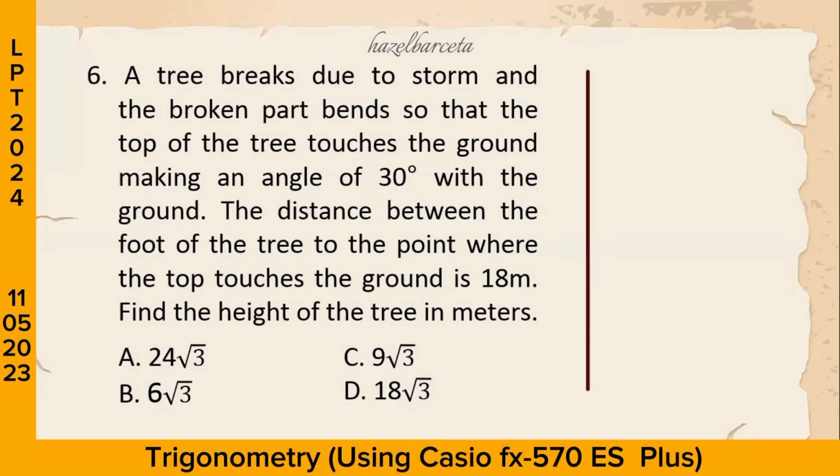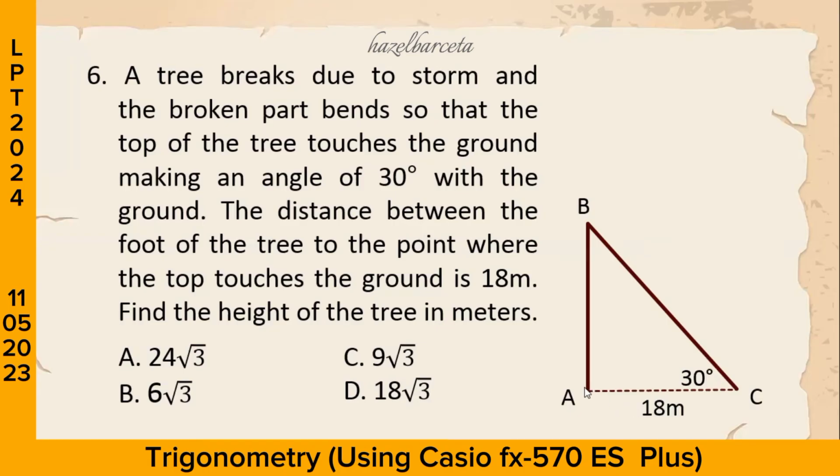So we have this tree. Unfortunately, due to storm, ayun, nabalik. And yung topmost, nasa ground na po siya, making an angle of 30 degrees. And the distance between the foot of the tree to the top is 18 meters. So, we are to solve for the height of the tree. So, AB and BC. Ito po yung ating height ng tree.